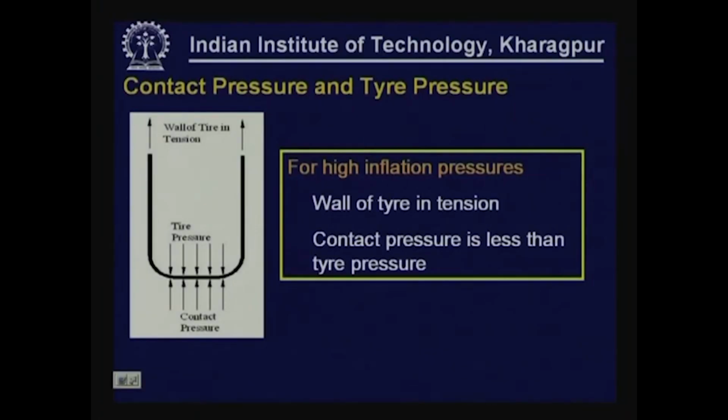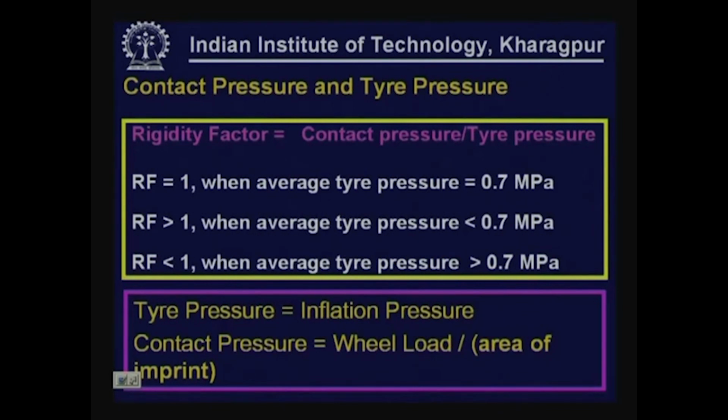On the other hand, if the tire inflation pressure is high, again we have to define what is high, which is again a function of the type of pavement and the type of tire that we are referring to. In this case the walls of the tire are in tension. As a result the contact pressure will be less than the tire pressure. So if we want to be accurate, the contact pressure has to be taken as somewhat less than the tire pressure. There are some rough guidelines available as to how to select this.